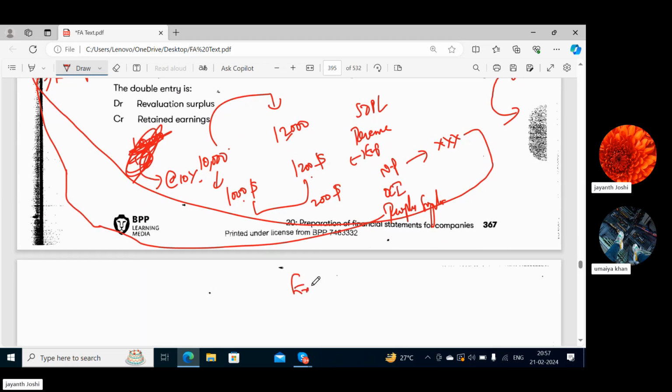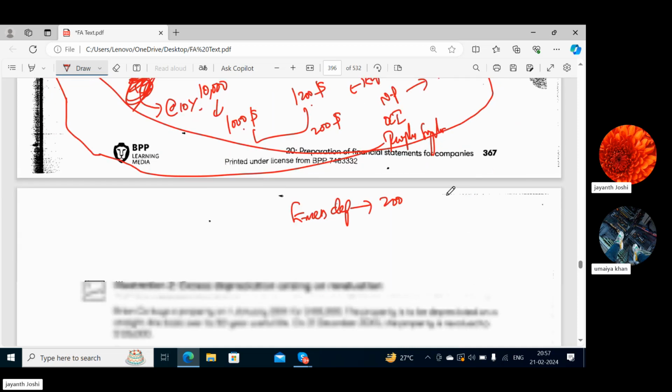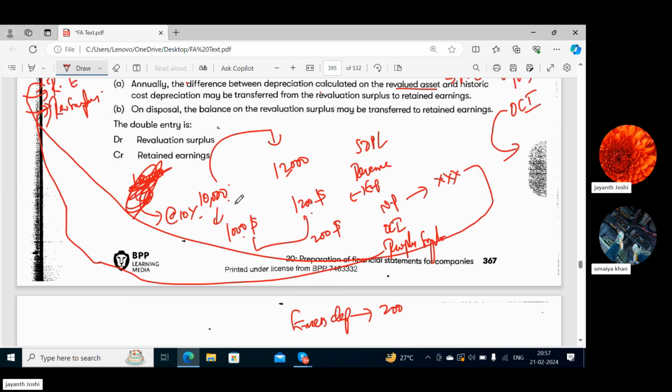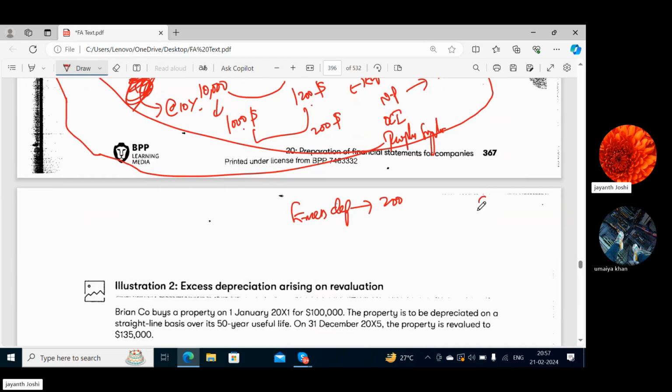So excess depreciation of 200 because of revaluation. What happens? The revaluation surplus is $2,000, right? So now this is the statement of profit or loss. This is net profit. This is the other comprehensive income section. We will show the revaluation surplus in the other comprehensive income section, right? That is $2,000. Now I am asking you a question: because of this $200 excess depreciation, your net profit will be reduced by this extra $200 or not? Please tell me.